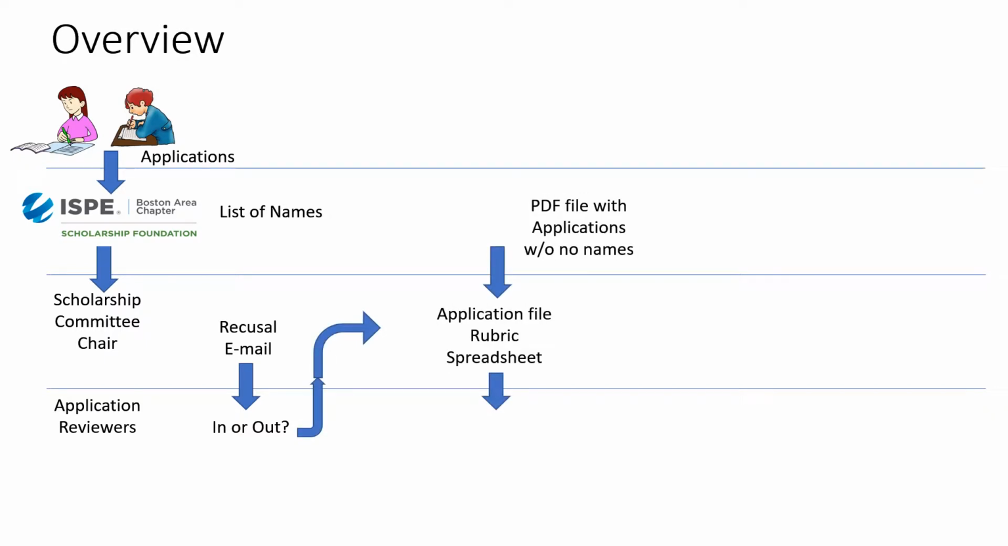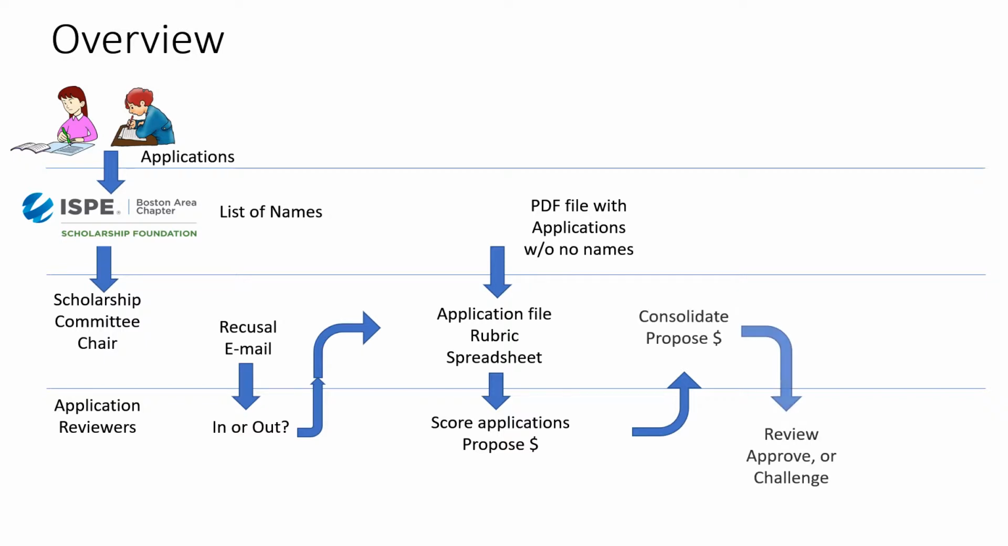Once I know who's in and who's out, I take a single PDF file from the Scholarship Foundation staff who have removed all of the names. So it's one large PDF file with all the applications, no names. I put that in an email and I attach a rubric sheet and a spreadsheet for recording your scores and your awards. That all goes to you. You score the applications and propose money. Send that back to me.